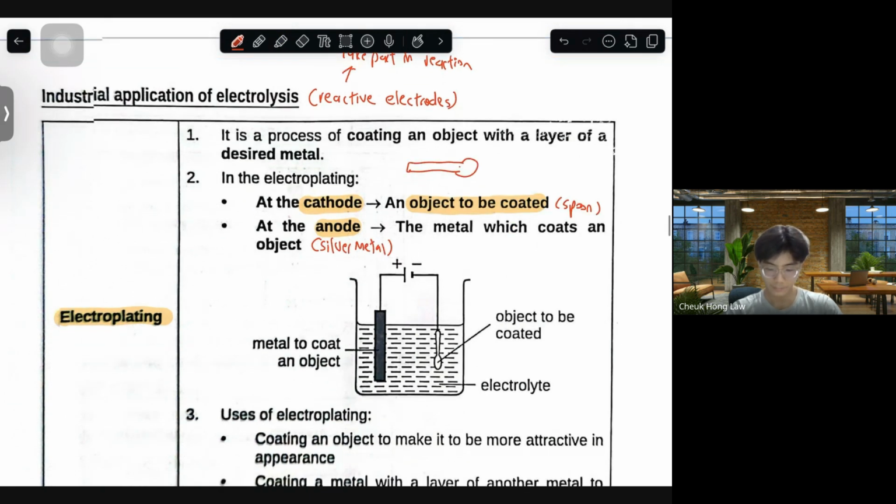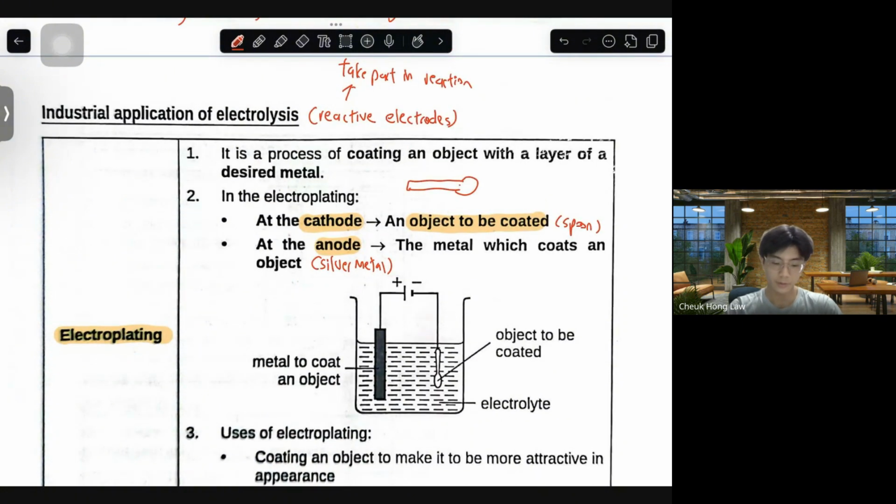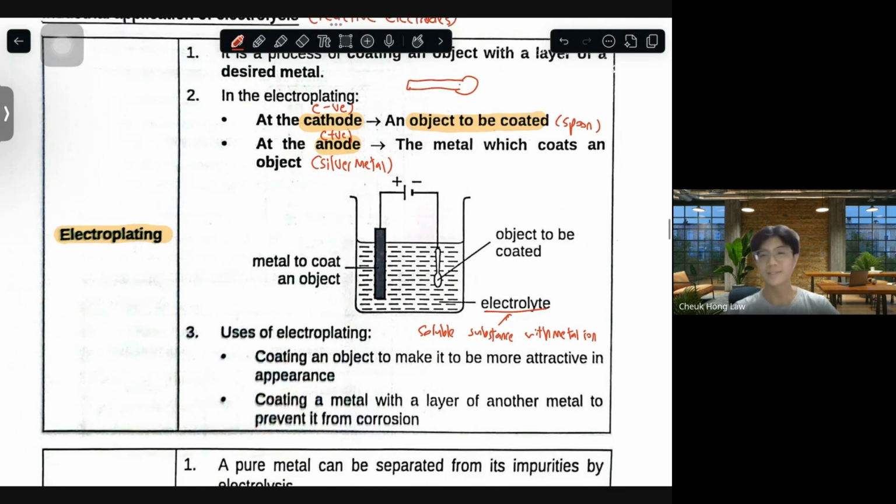Okay. And still remember, the cathode is still the negative terminal. Anode is still the positive one. Okay, then your electrolyte has to be a soluble compound with the metal ion. That means if I want to use silver to coat the object, this has to be, for example, silver nitrate. Silver nitrate or any soluble silver compound basically contains the exact same metal as an ion.